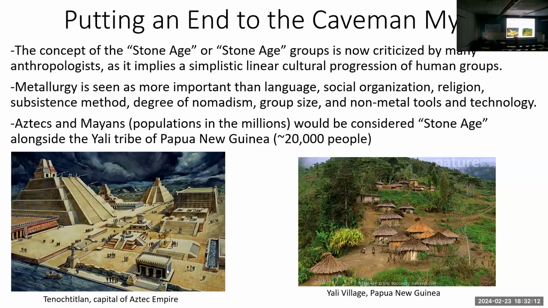The Yali people of Papua New Guinea, with a really small population size of about 20,000 people for the whole group, for everyone speaking that language, living in really small groups within a forest. I don't think it makes sense to attach the same label to both of these societies, because there are so many differences among them.